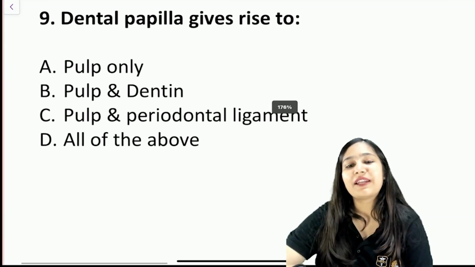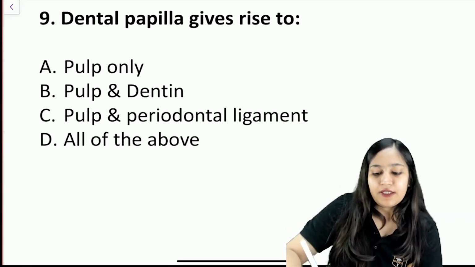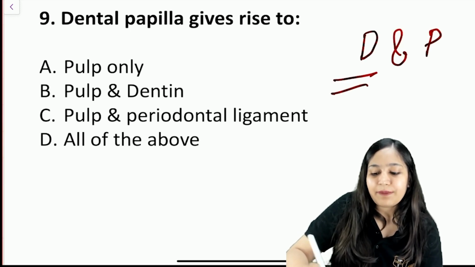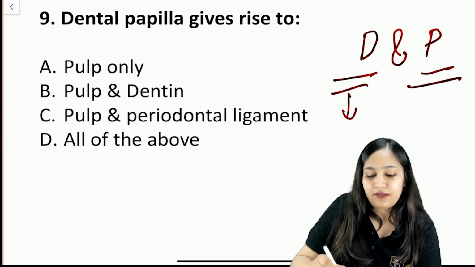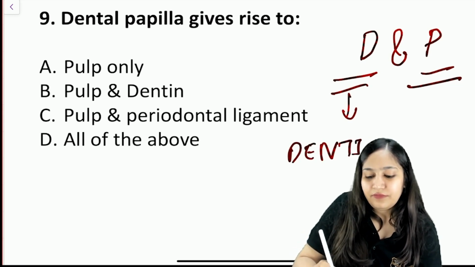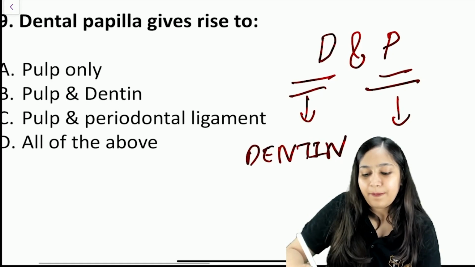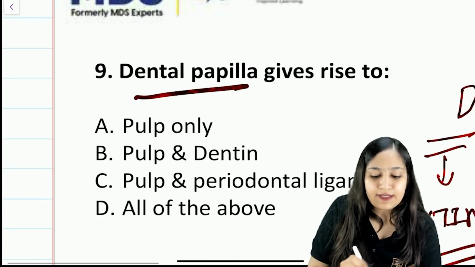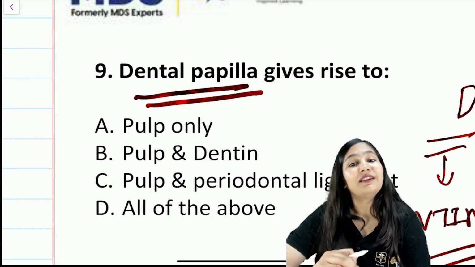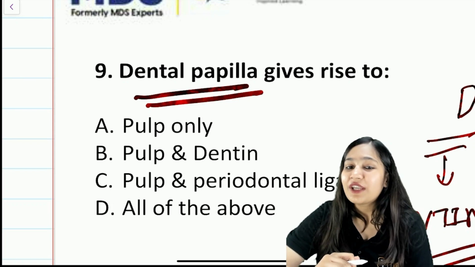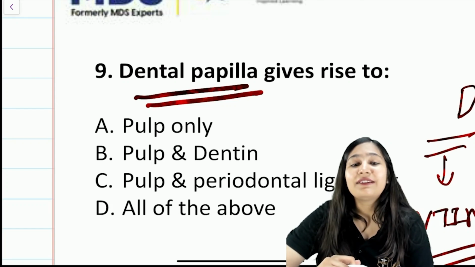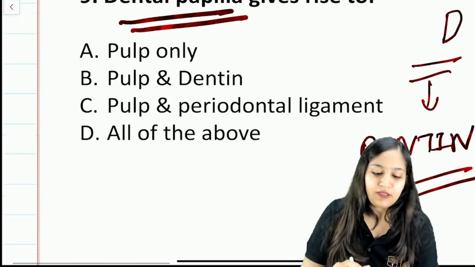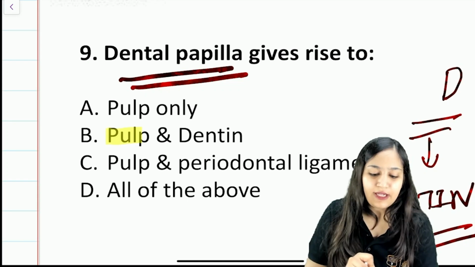Dental papilla gives rise to, this also we have discussed many times. DP, dental papilla gives rise to D and P. Always remember D and P. D, dentin, and P, pulp. So dental papilla cells under the influence of ameloblast cells differentiate into odontoblast cells forming dentin and pulp. So the correct answer here is dentin and pulp.